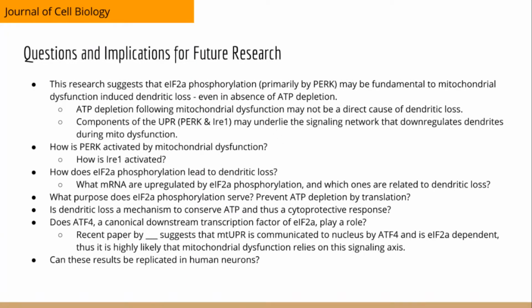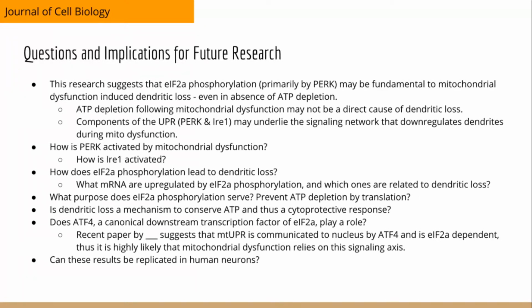This research ultimately suggests that eIF2a phosphorylation, primarily by PERK, may be fundamental to mitochondrial dysfunction-induced dendritic loss, even in the absence of ATP depletion. So this means that ATP depletion following mitochondrial dysfunction is not a direct cause of mitochondrial loss, because many people kind of assume that dysfunctional mitochondria would struggle with ATP generation, and this would cause a general energetic deficiency and cell death, but that does not appear to be the entire case. It may be that mitochondrial dysfunction downregulates ATP use, and it does this through eIF2a phosphorylation and by downregulating its dendrites, but ATP is still largely conserved.